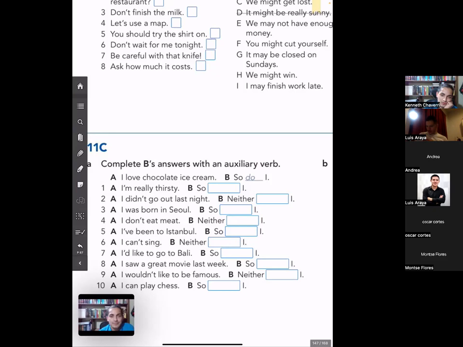I didn't go out last night. Neither did I. Correct. Number three, let's see, Monse. I was born in Seoul. So was I. I think it's still pronounced Seoul, just in case. Yes, Seoul is like a place in Korea. Thank you. Number four, Kenny. Kenny, can you do number four?